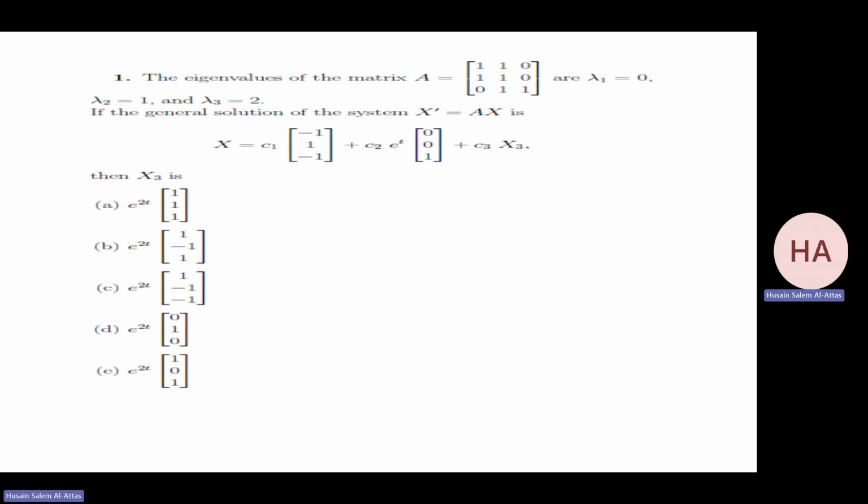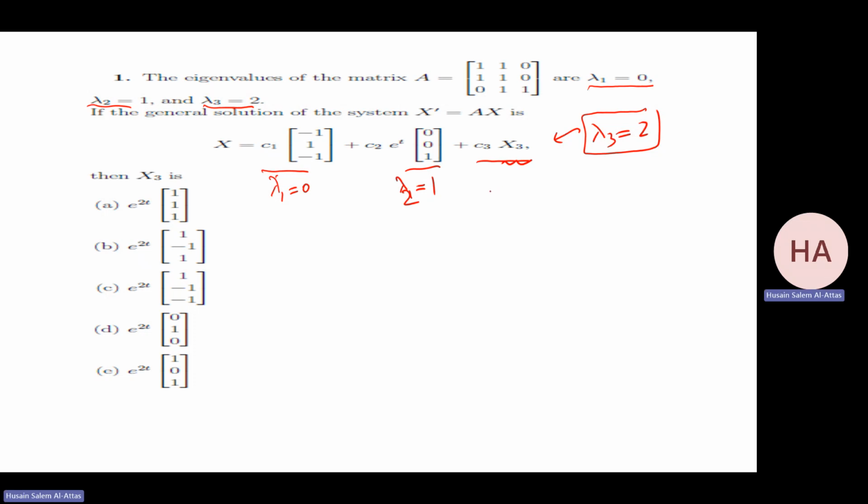The eigenvalues of this matrix are lambda 1 equals 0, lambda 2 equals 1, lambda 3 equals 2. This is my general solution. I find the eigenvectors for lambda 1 equals 0 and lambda 2 equals 1. He wants me to do it for lambda 3 equal 2, which will be my x3, so I'll work out only lambda 3 equal 2.